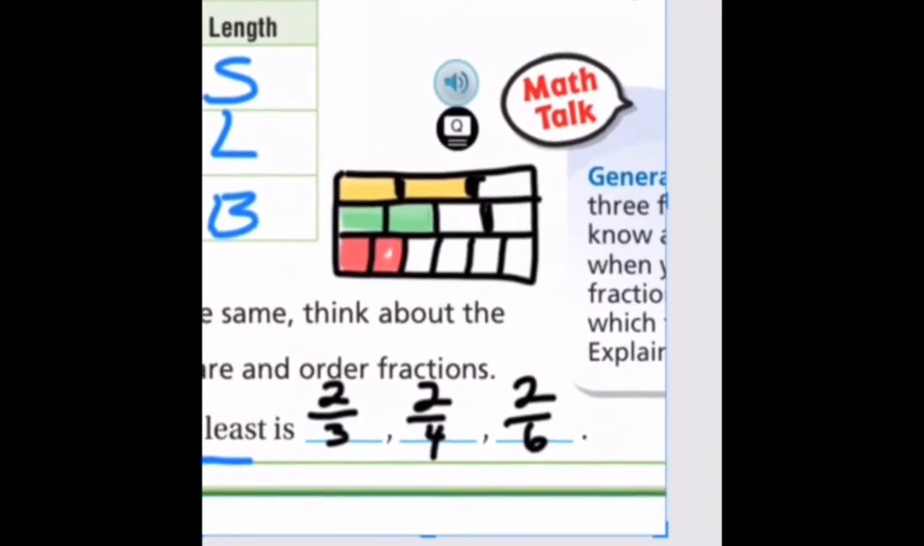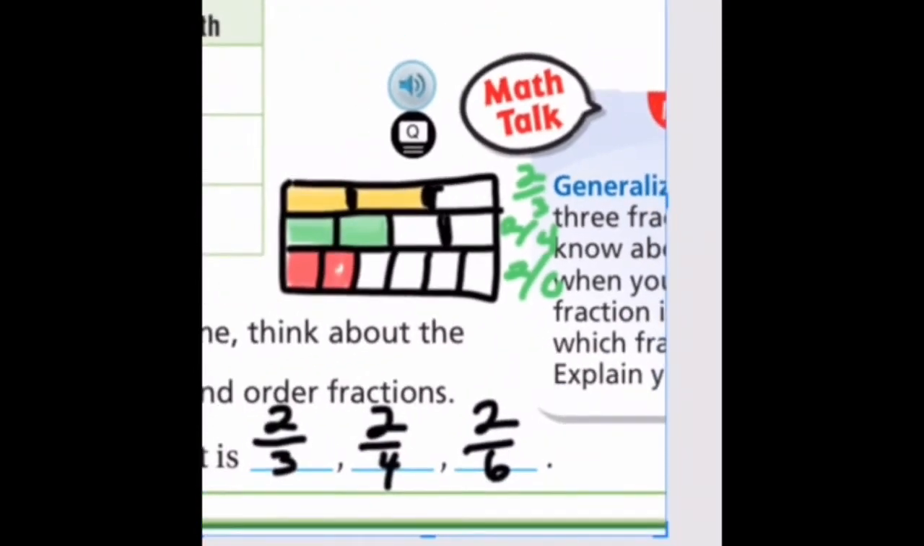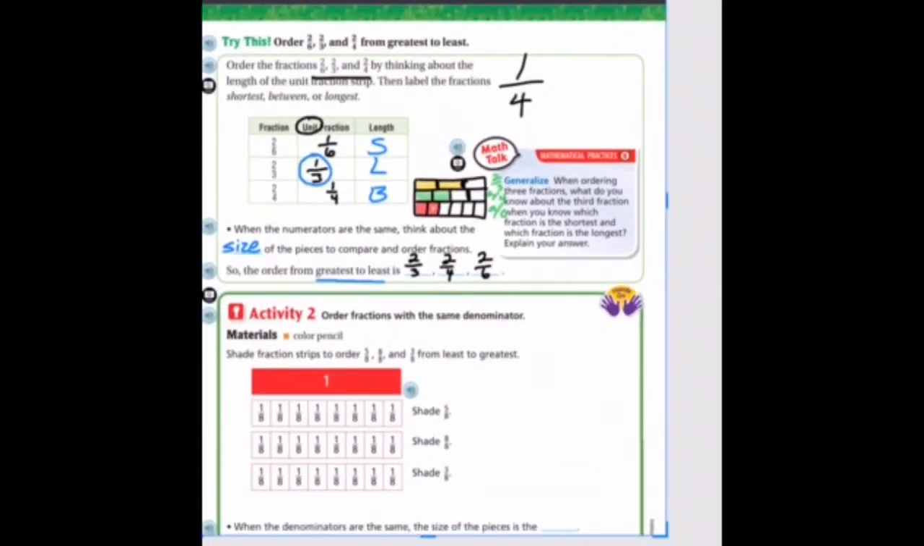This one gets a little trickier, but I know my thirds were up here, and then I can divide each of those thirds in half. So I have 2/6 that I'm shading in. Okay, and we can see now that the 2/3 is the longest. I'll label them here for us even. This is 2/3. This one is 2/4. This one's 2/6. So we can see 2/3 was the biggest, 2/4 was in the middle, and 2/6 is the shortest. Okay.